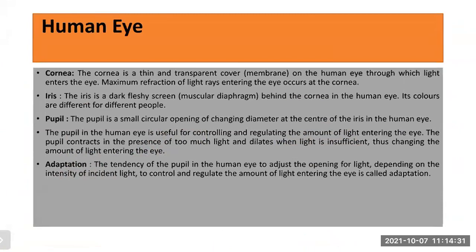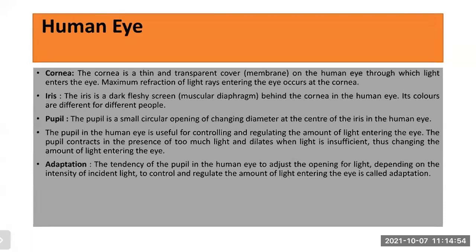Then let us study about the iris. Now iris, it is a dark fleshy screen. That is the muscular diaphragm. And where is it? It is behind the cornea in the human eye.